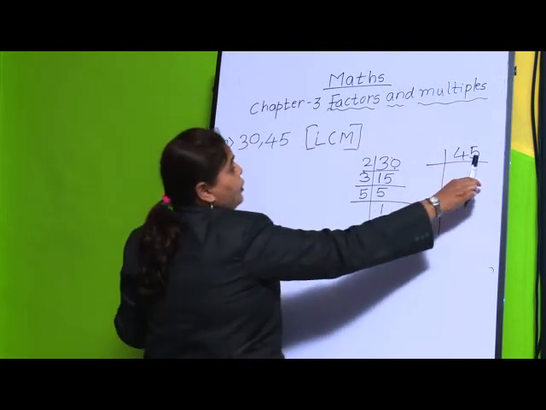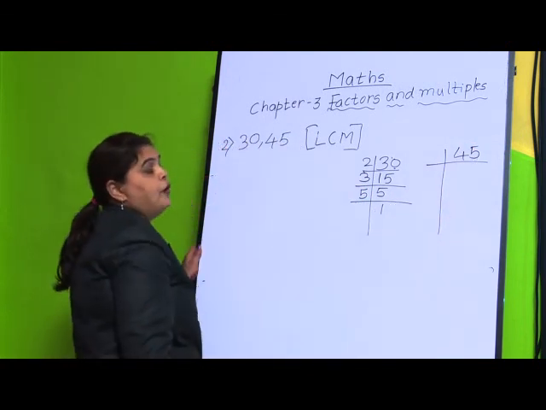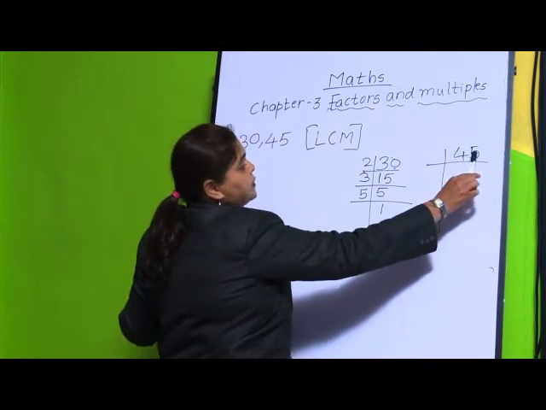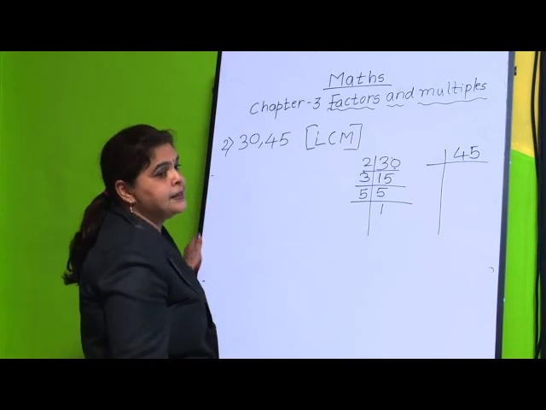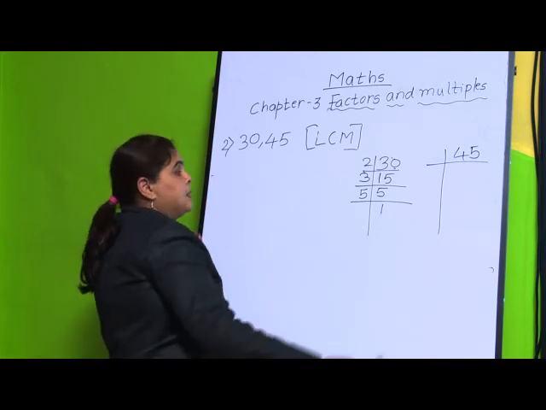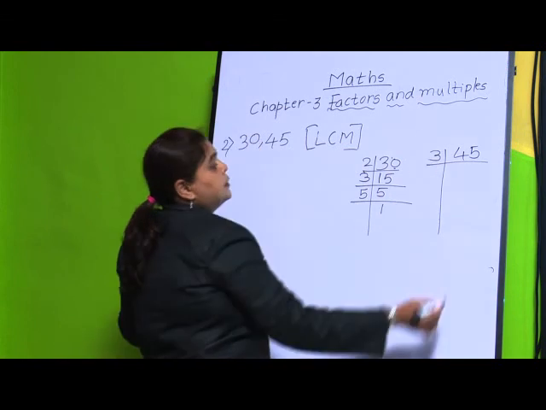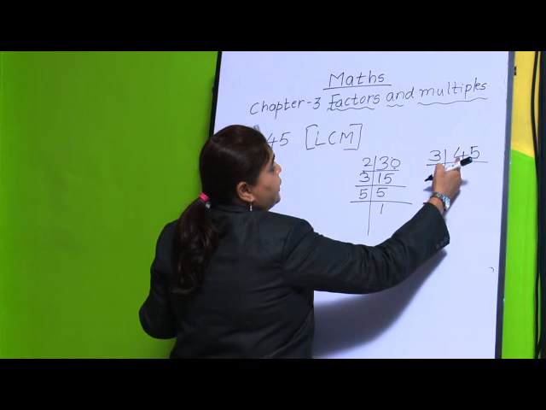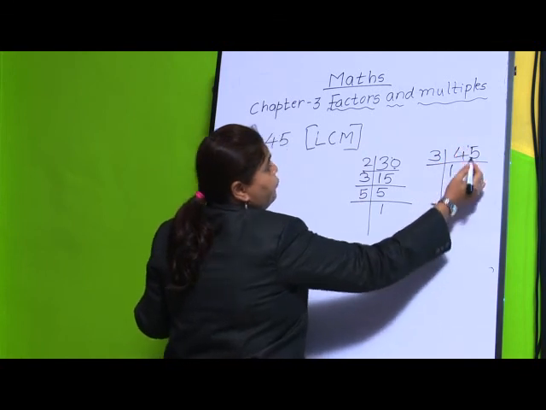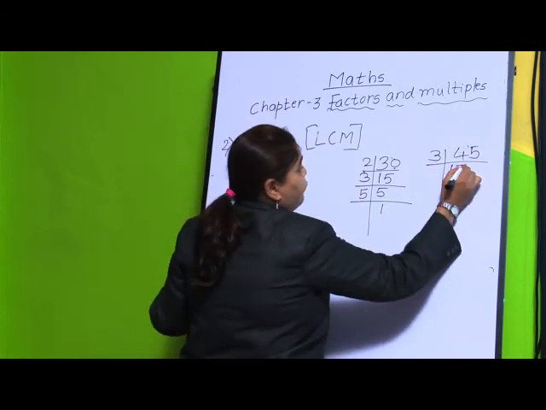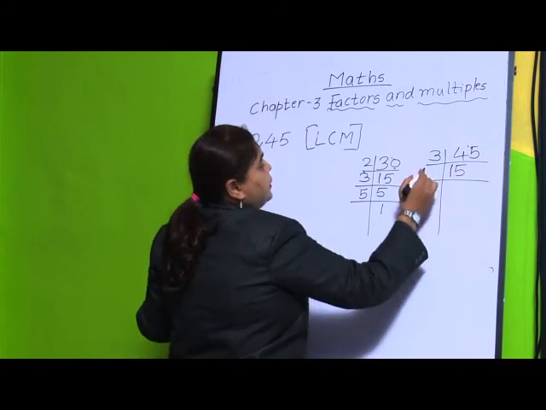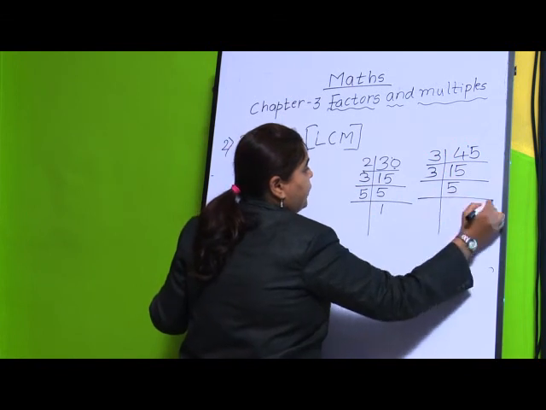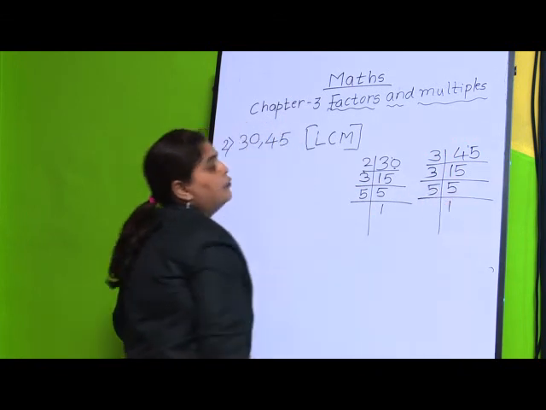We do not have an even number here, so we will try with 3. What is the divisibility rule? We just have to do the sum of this, that is 4 plus 5 is 9. So, 9 is a multiple of 3. So, we can start with 3, 3 1s are 3, 4 minus 3, 1 is left. So, you can write 15. So, here 3 5s are 15. Now, again it will go by 3, 3 5s are 15 and 5 1s are 5.